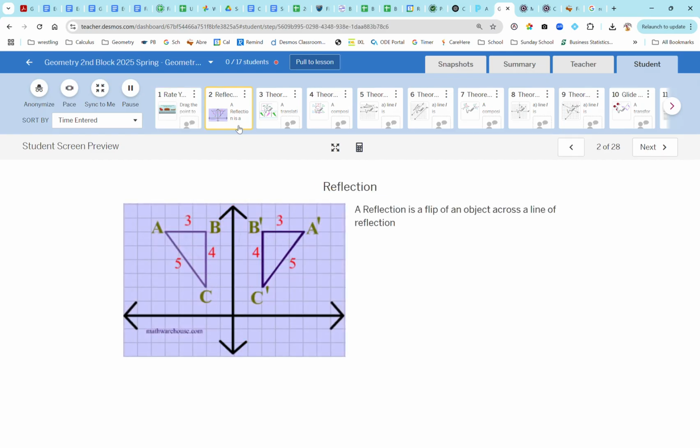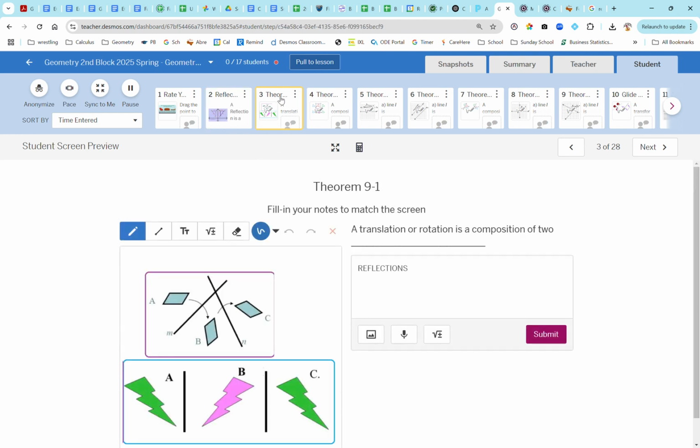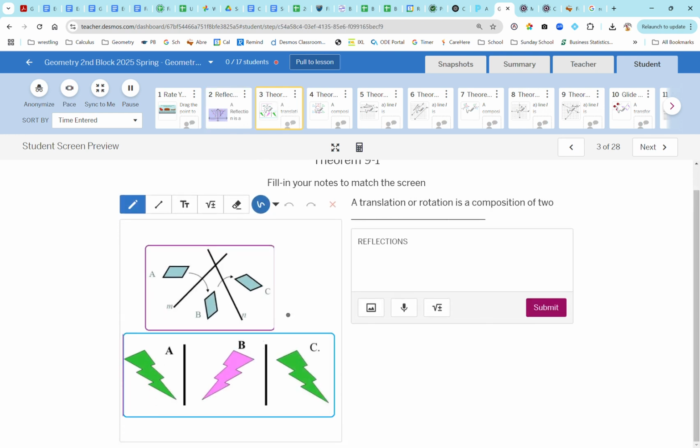Now, recall that a reflection is just a flip across a line, and that line is called the line of reflection that's shown here. In the next screen, what you can see are a series of two reflections. Anytime we have a series of reflections, we can create something called a translation or a rotation by those. Those are the compositions when you use more than one of those.